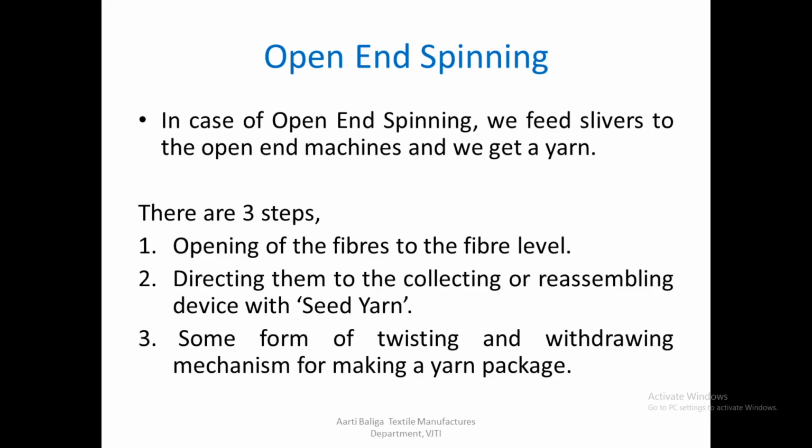There will be some kind of twisting and withdrawing mechanism to make the yarn package. So these are the basic 3 steps that are involved. It's very simple. The fibers in the sliver form are first opened out to its individual fiber level, then they are being collected onto the seed yarn, and the seed yarn is continuously rotating and is being withdrawn at the same time, and you're getting new yarn which is being formed, is being wound onto a package.